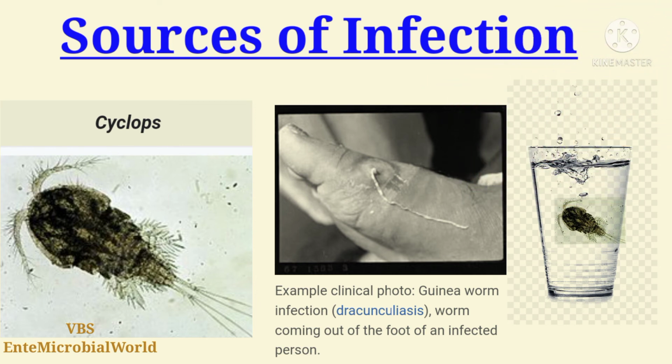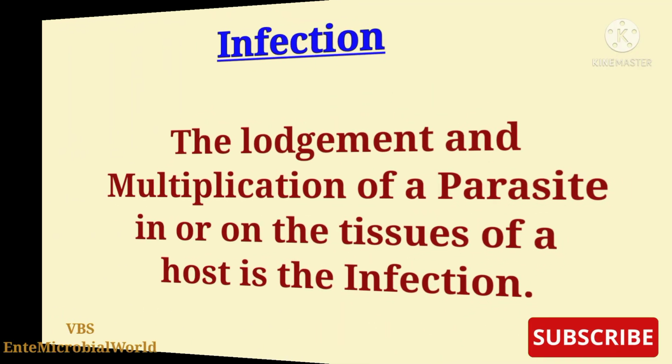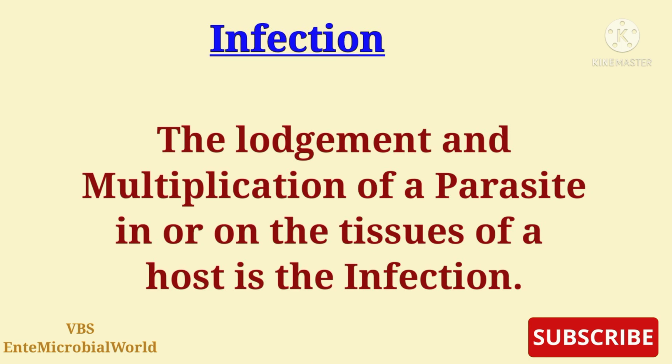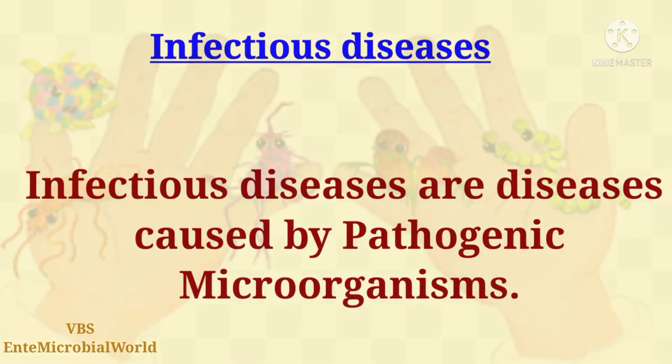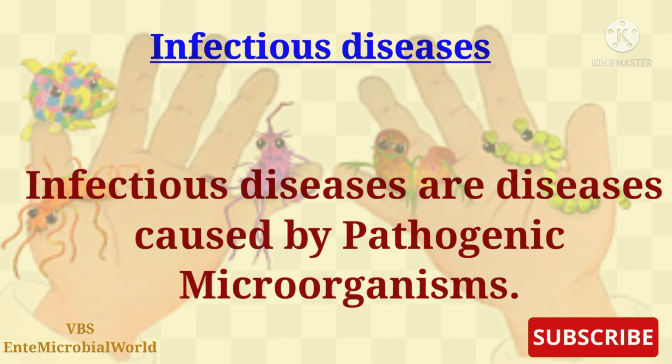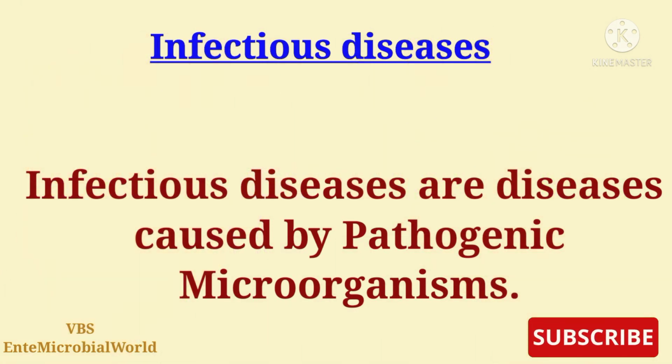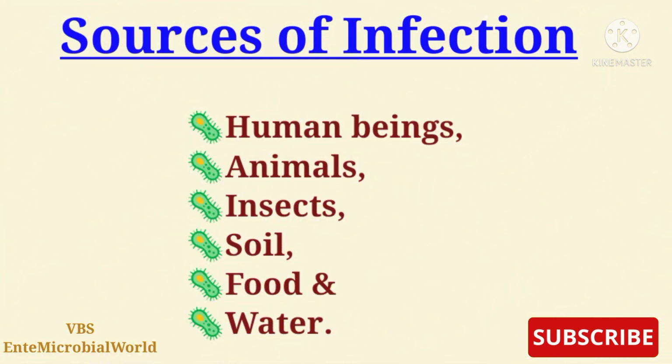Before concluding, I would like you to remember these key points. Infection is the lodgement and multiplication of a parasite in or on the tissues of a host. Infectious diseases are diseases caused by pathogenic microorganisms. Sources of infection are human beings, animals, insects, soil, food, and water.